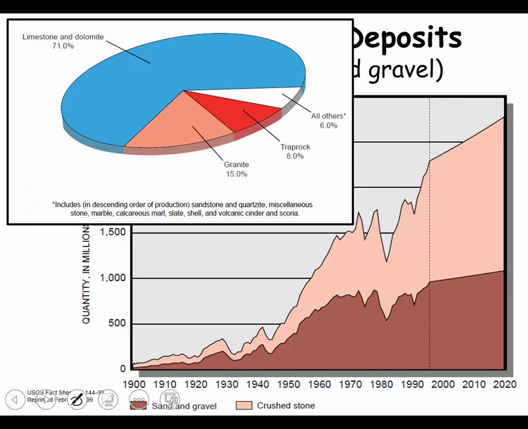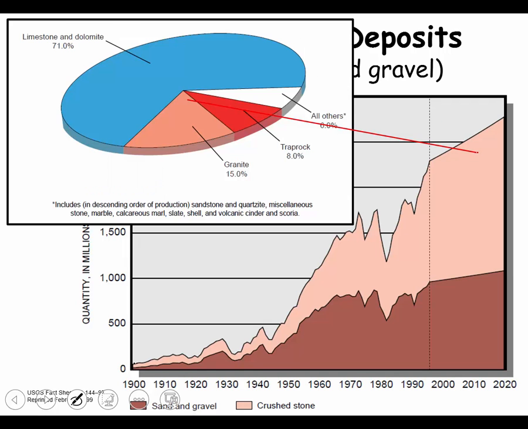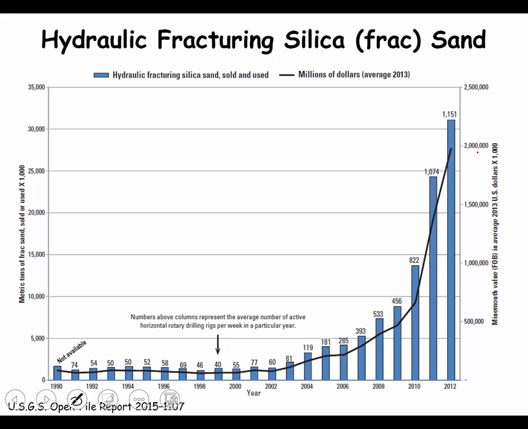Okay, so we've got a lot of gravel. We've got a lot of crushed rock that we're using. Of course, we're using it for concrete to a large extent. Okay, but one of the other things we're using it is sand for fracking. And so if you look at the amount of sand used for fracking, it's been increasing exponentially.